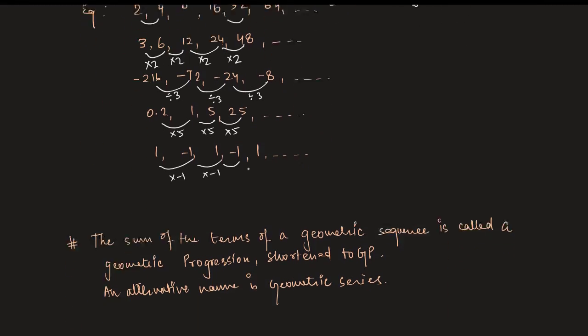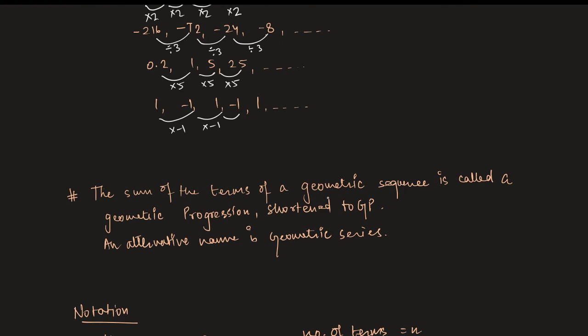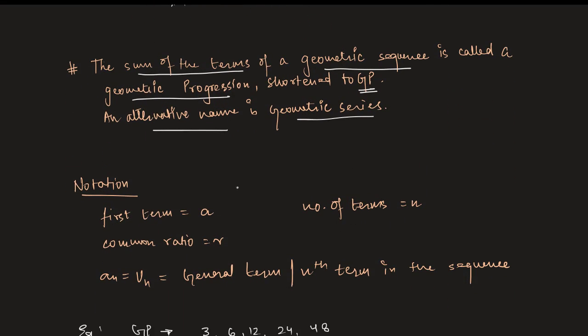Okay. Now, the sum of terms of a geometric sequence is called a geometric progression, which can be written as GP. GP means geometric progression, or the alternative name is geometric series. And what is a geometric series? The ratio between any two consecutive terms is constant. Okay, now the notation is similar. The first term is a, the number of terms is n. The only difference is that in AP there was a common difference. Over here there would be a common ratio, which is r.